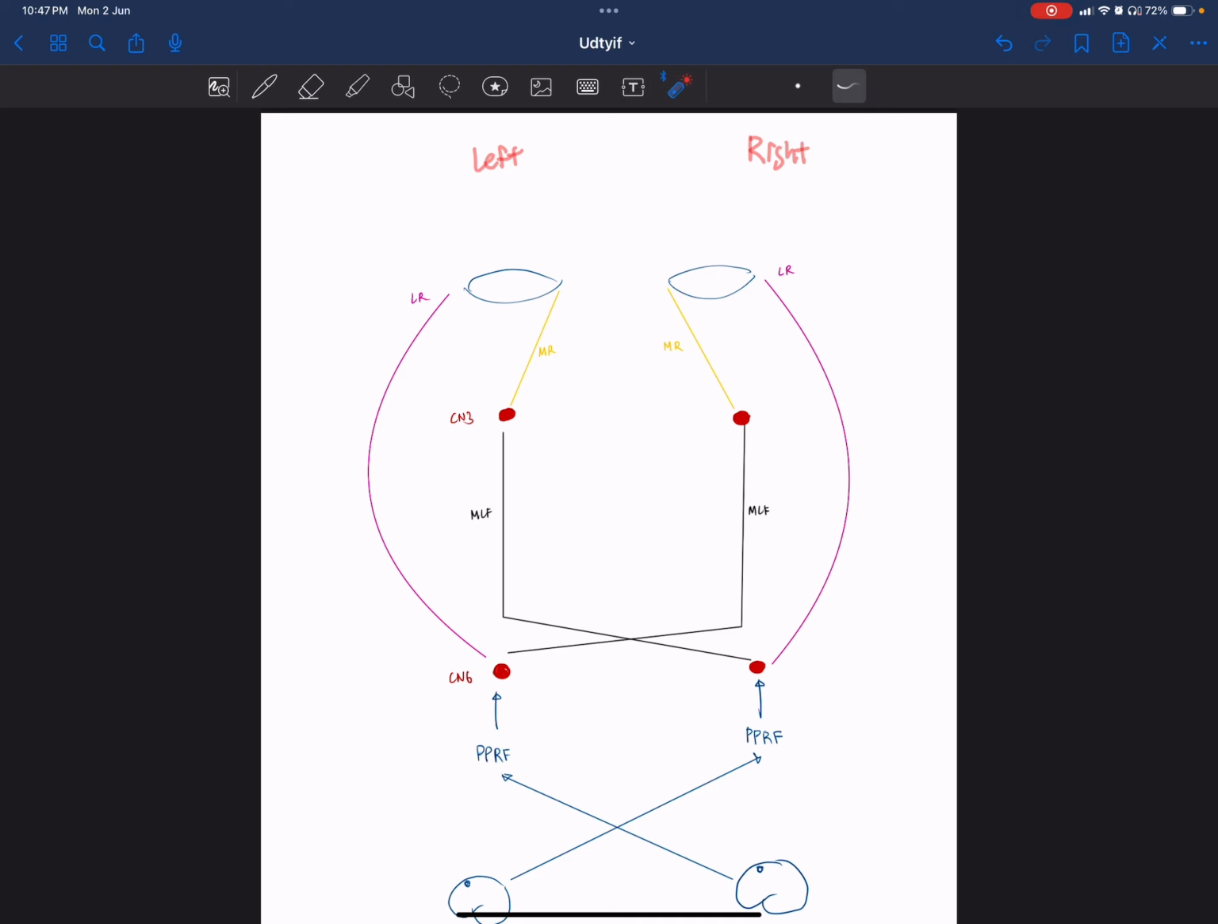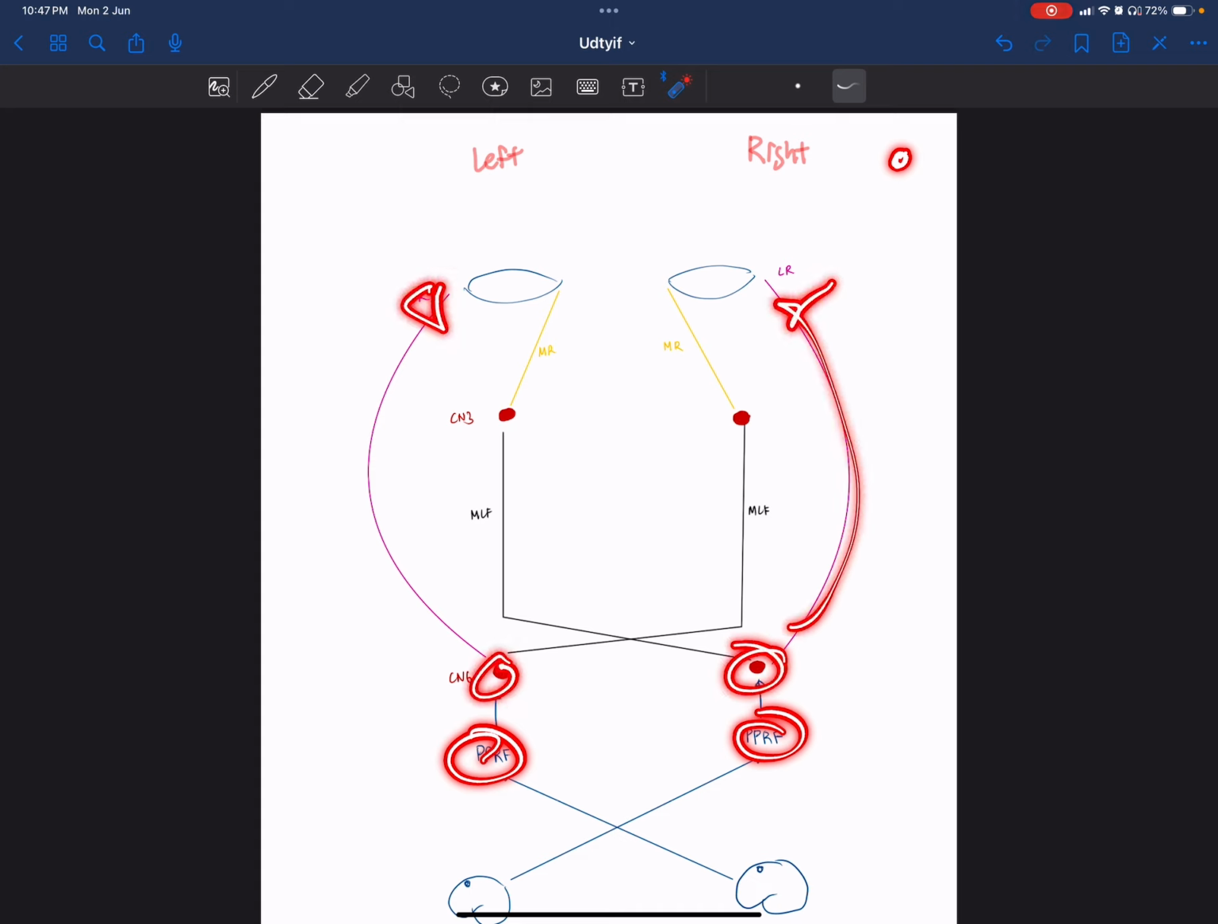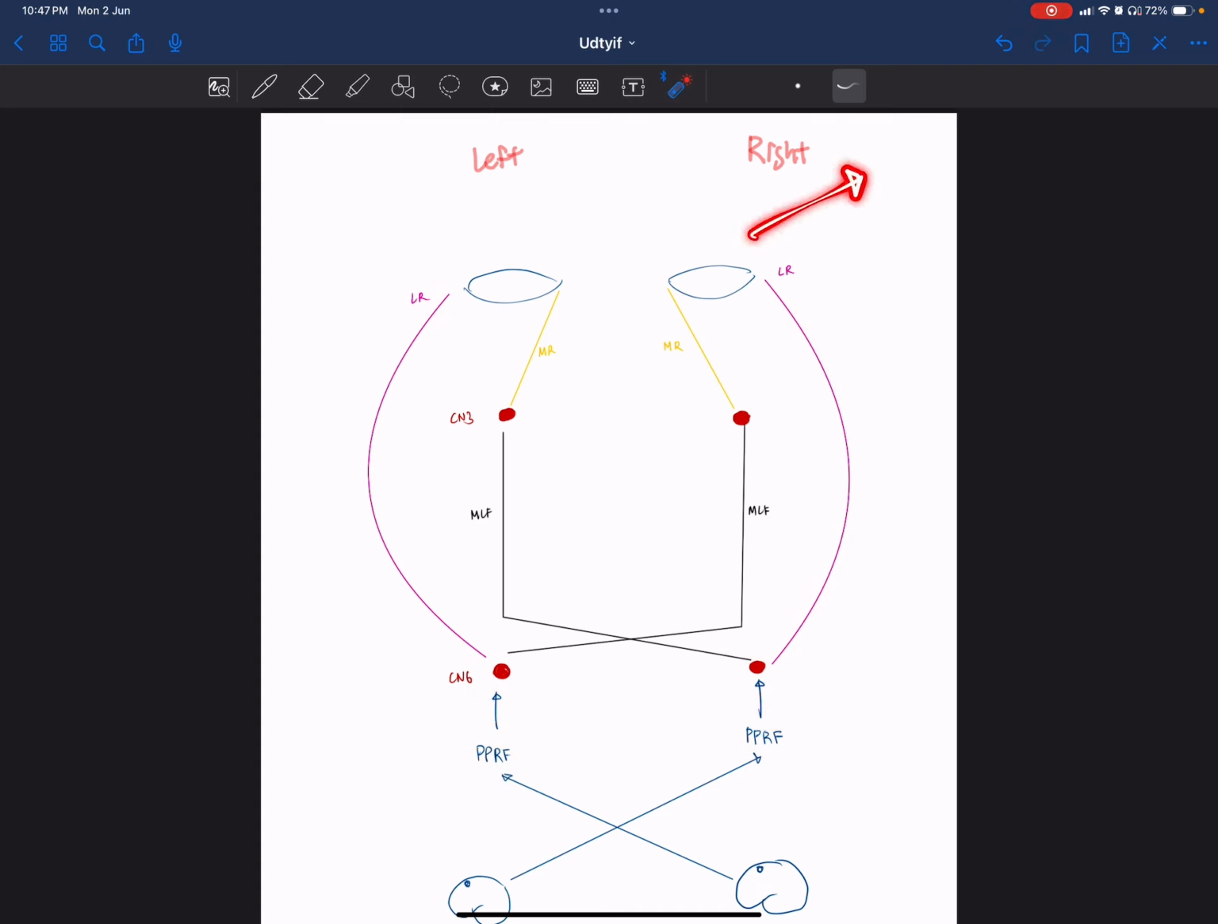Now, if the brain tries to move laterally, both the PPRFs will tell both the cranial nerve 6 nuclei to move laterally. That cannot be, because this will look here, this will look here. Your brain obviously does not want your eyes to diverge also. They want to look at the same side of your vision. So say for example, we want to look to the right side.